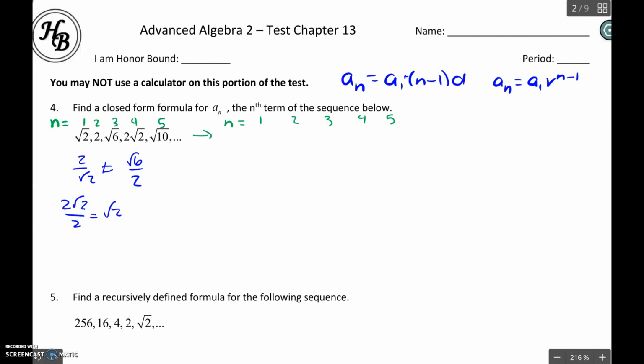Okay. So if I make all these into a root, this is root 2. 2 is the same as root 4. 3, this is root 6. 2 root 2 is the same as root 8, root 10. That looks a little bit better, right? So I know that I have a sub n equals, we know it's a root, and then I'm just taking my n and multiplying it by 2, right? 2 times 2 is 4, 2 times 3 is 6, 8, 10. So this is the square root of 2n. That is a closed form formula or explicit formula, and that gets me all of them.